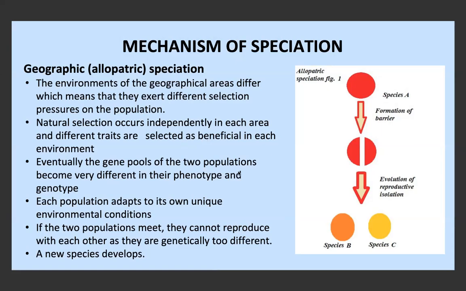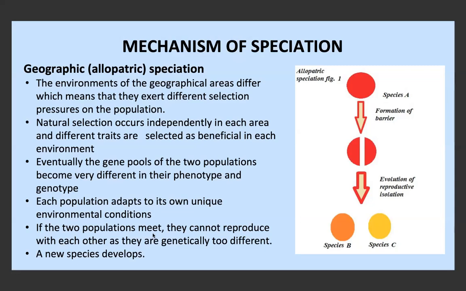Eventually, the gene pools of the two populations become very different in their phenotype, so in how they look, and in their genotype, so in the actual DNA. Each population adapts to its own unique environmental conditions. And if the populations were then to meet after being geographically isolated, they can no longer reproduce with each other because they are too genetically different.